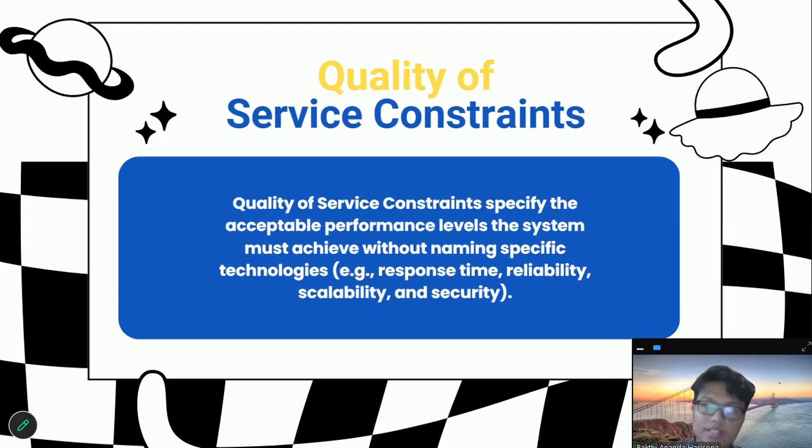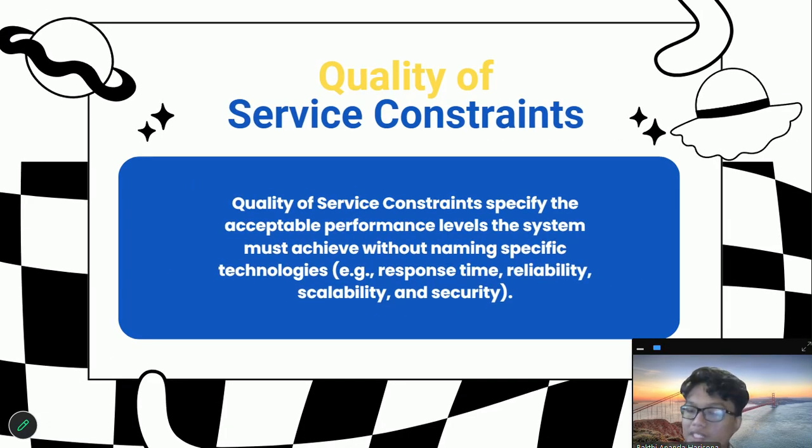Next. The last one in the categories is quality of service constraints. Quality of service constraints specify the acceptable performance levels the system must achieve without naming specific technology. Examples are the response time, reliability, scalability, and also security.